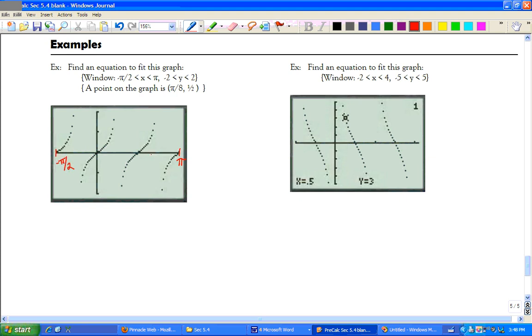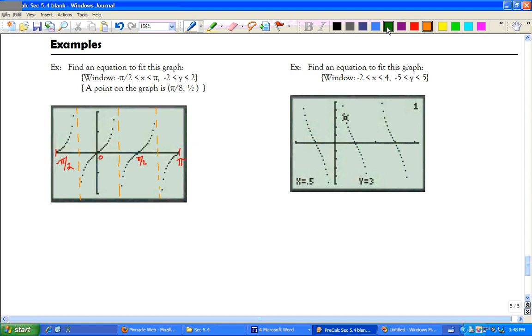Now if we break that down, we know that this is 0. And what's halfway between 0 and pi? Well, that's pi over 2. That gives us our x-intercepts, but what we really need to know are where our asymptotes are. So we can sketch those in. Okay, so that's some information that we have.